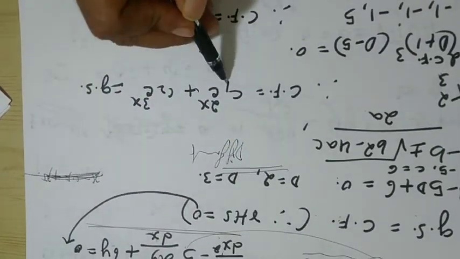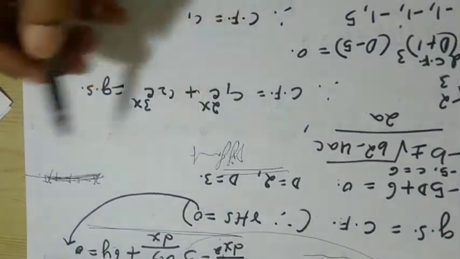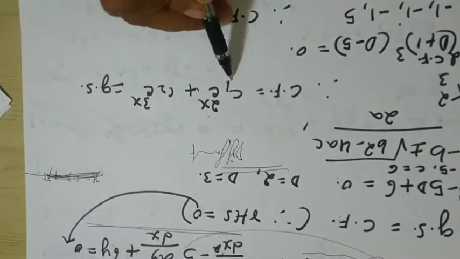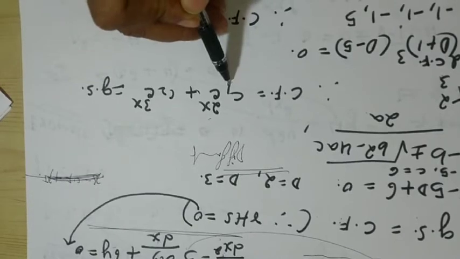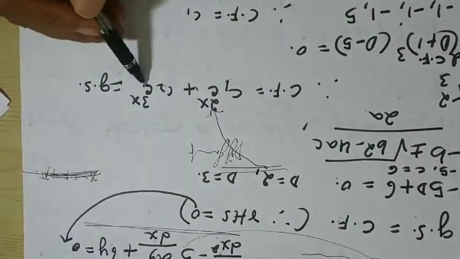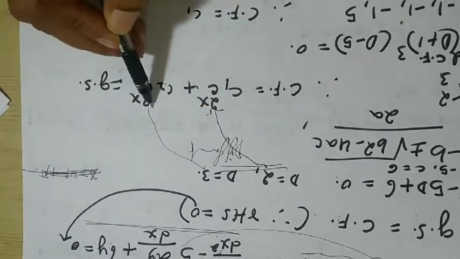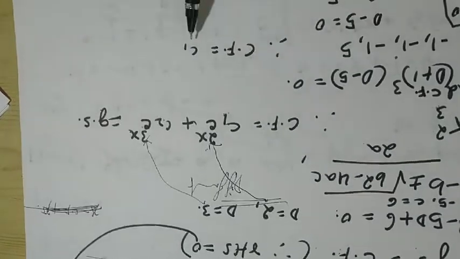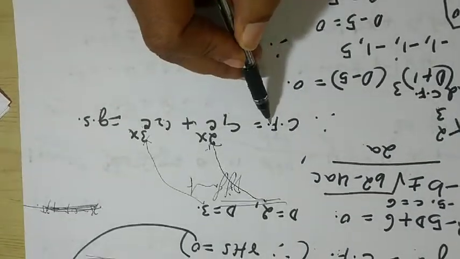What is case 1? c1 into e to the power m1x plus c2 into e to the power m2x. See the table, first case. Complementary function is equal to c1 into e to the power 2x plus c2 into e to the power 3x. So that is the complementary function, and this itself we call the general solution.